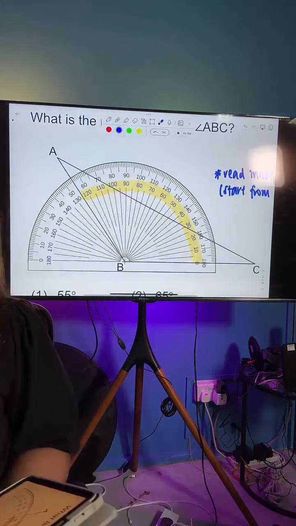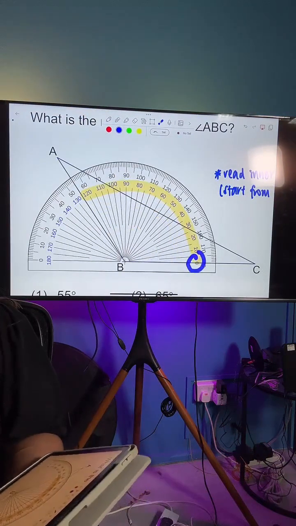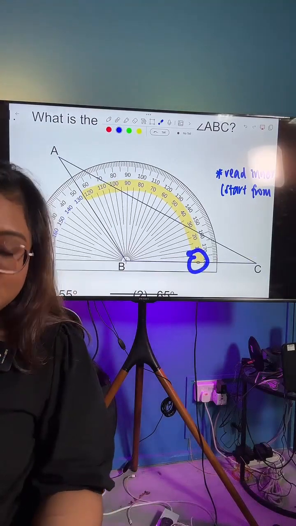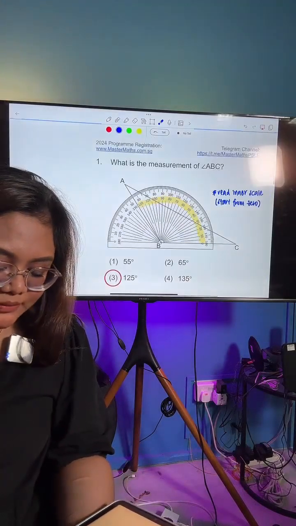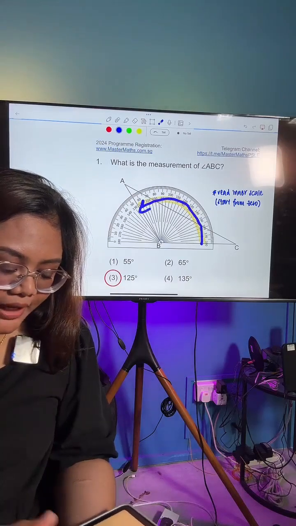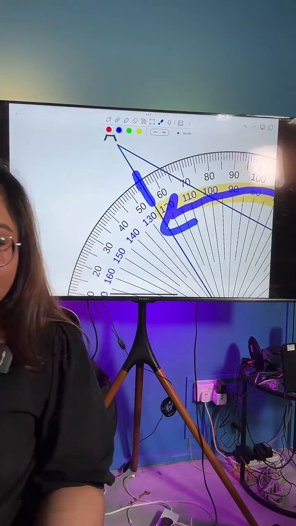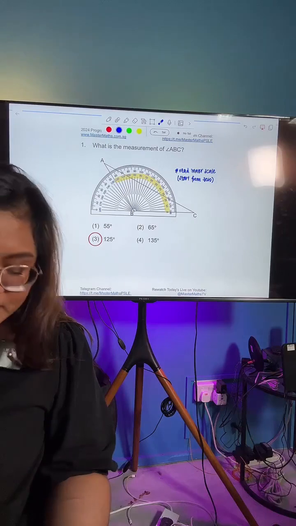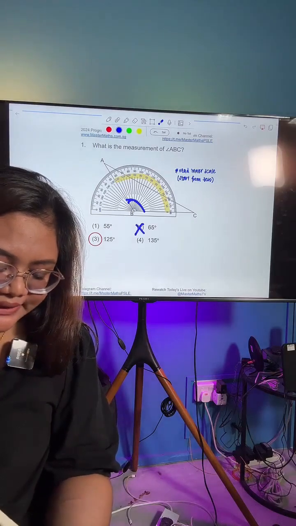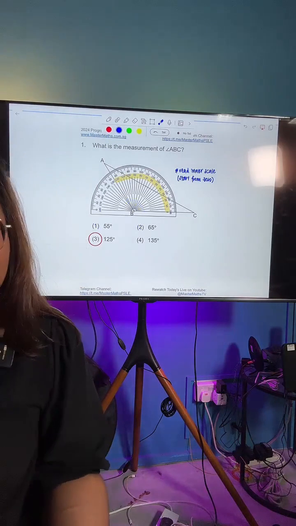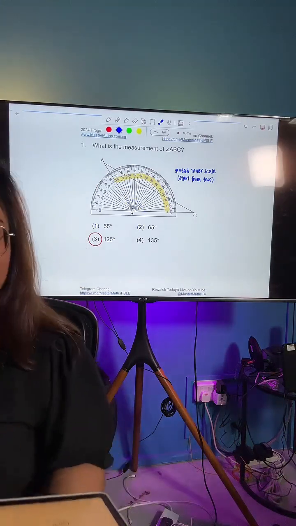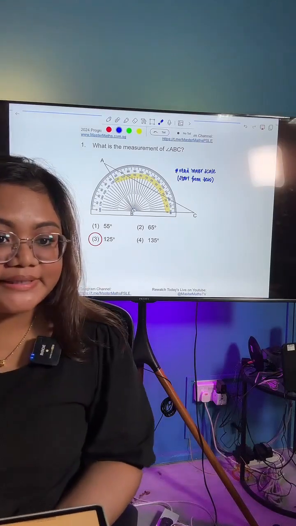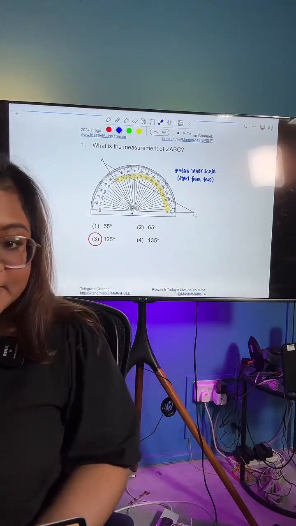Question number 1 here. We always start from 0, yeah? From where the last point is, we start from that point and we start from 0. So we are reading the inner scale because we want to start from 0. Hence, it will be 125. Haven't crossed 130, so cannot be 135. Another point is that this is obtuse, so first and second are also out.